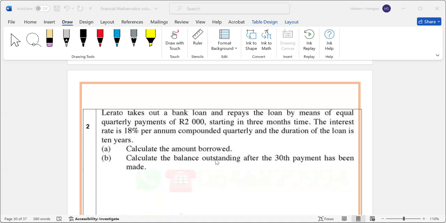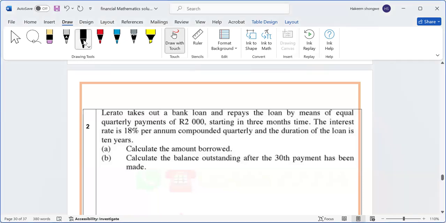Calculate the amount borrowed. Now, how do we calculate the amount borrowed? We said we're going to be talking about present value. Using the present value formula, PV is given as X times (1 minus (1 plus i) to the power of minus n, close bracket) all over i. And then we have X, which is 2,000, and we have i, which is 0.18 divided by 4.